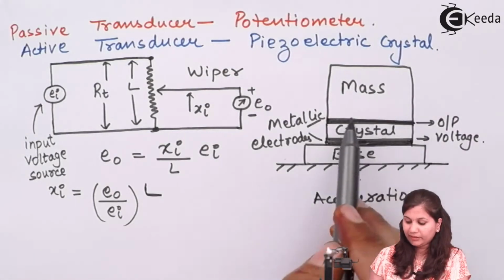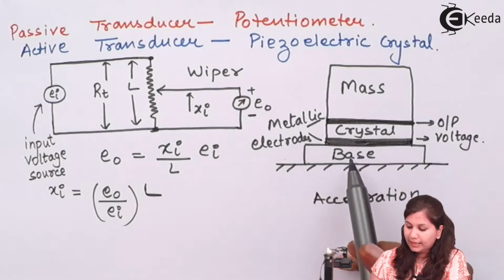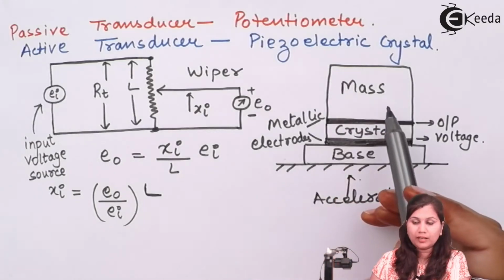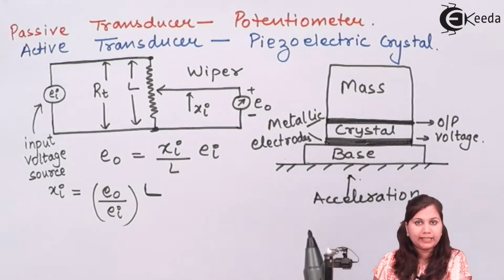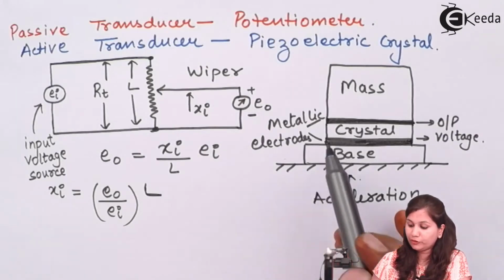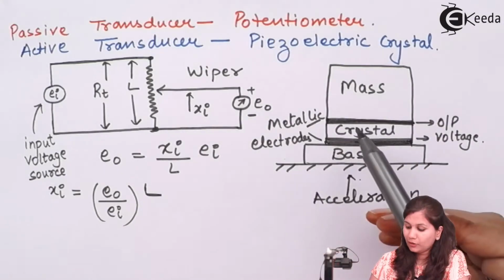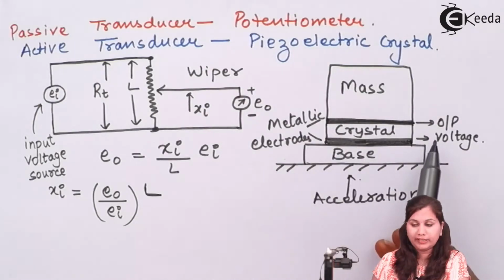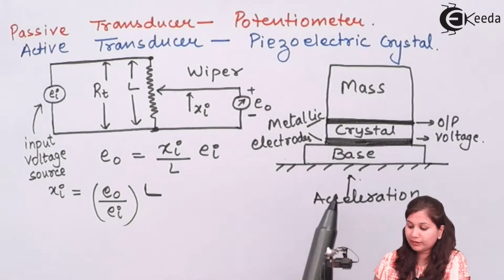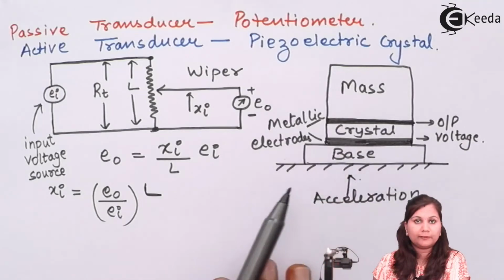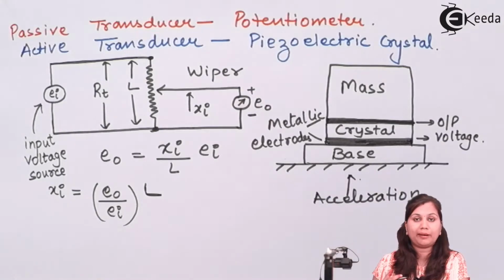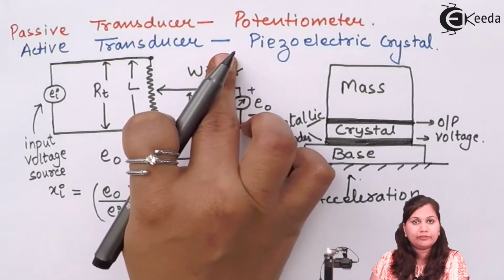we have a crystal placed over a base, and on this crystal we have a mass. Now to the base we are applying the acceleration, that is, acceleration is going to produce a force due to this mass. Due to this force which is developed by the mass, an output voltage is generated, and you can see that no external power source is being used in it, so this output voltage is generated by the device itself, by the transducer itself. So it is called an active transducer.